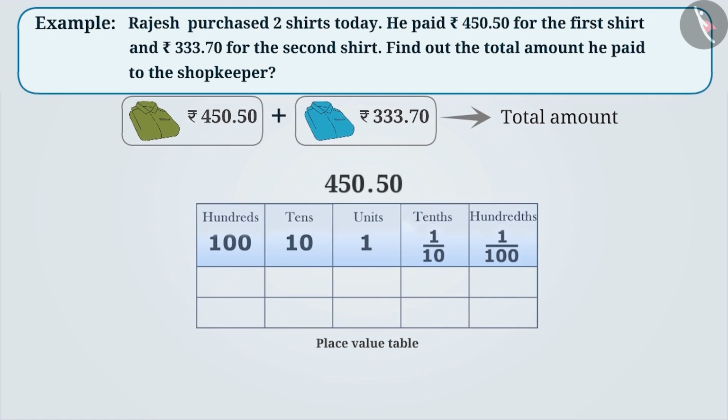In 450.50, 4 is in the hundreds place, 5 in the tens place, 0 in the units place, 5 is in the tenths place, and 0 is in the hundredths place.